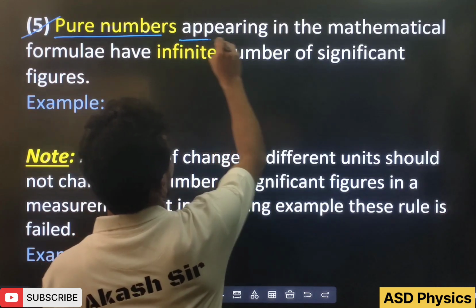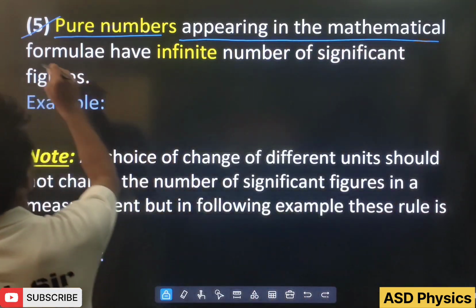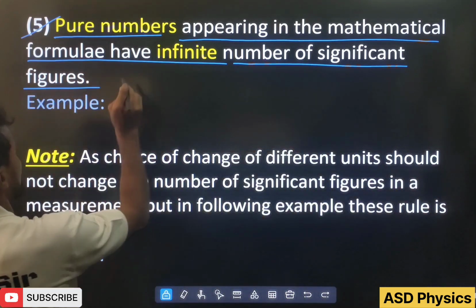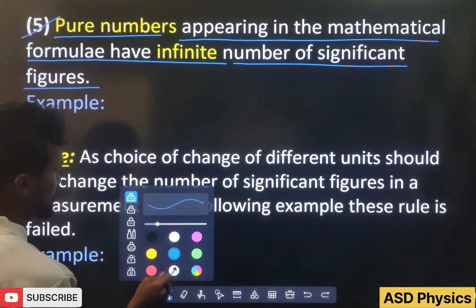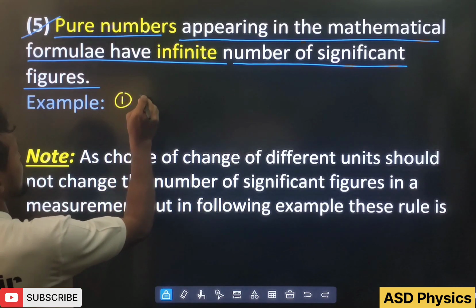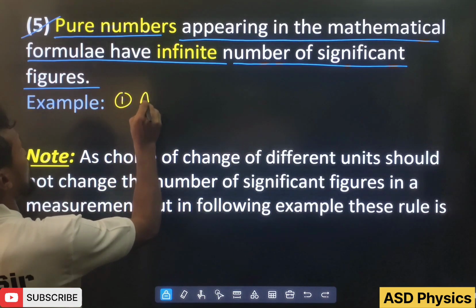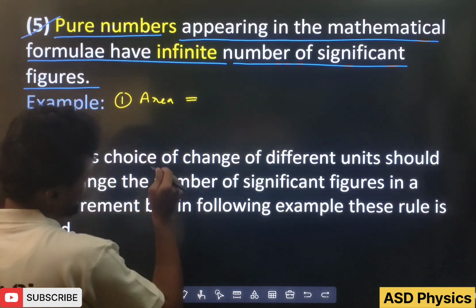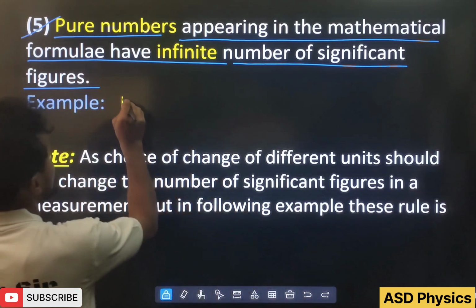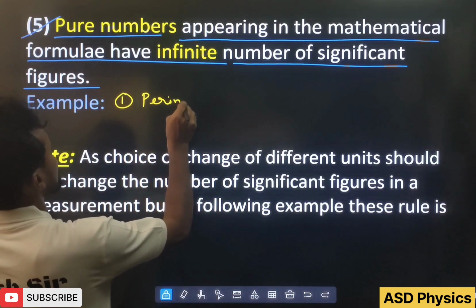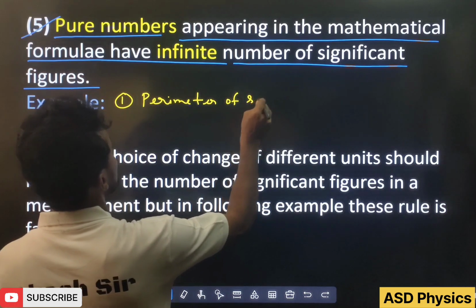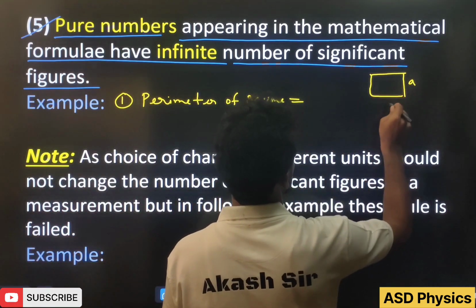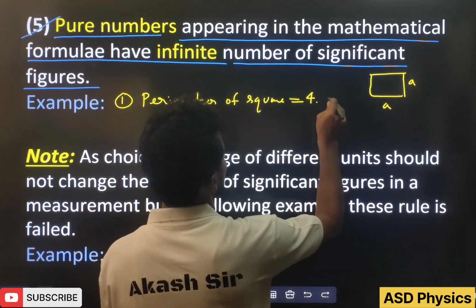Next one, very important, see, pure numbers appearing in mathematical formulae have infinite number of significant figures. Again I am telling, pure number. Let me write one formula. Let's take for example the perimeter. Can you tell me what is the perimeter of a square? If the side is A, what is the perimeter of the square? It will come 4A.